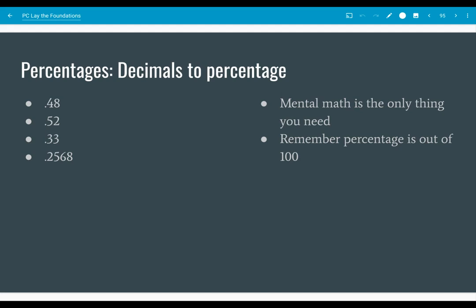Okay, so let's look at these. So percentages, it's out of 100. So you're just going to move the decimal point 2. So your first one is going to be 48%. Second one's going to be 52%. And try the last two on your own and see what you get. So go ahead, pause the video here. Give yourself a couple minutes to do that. And when you're ready, press play.